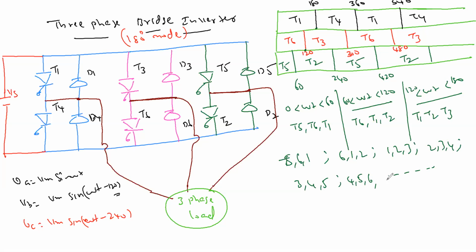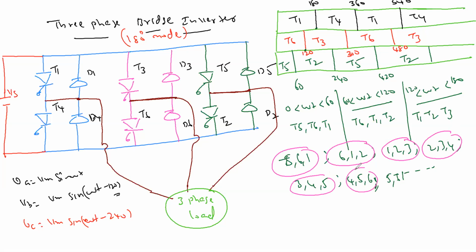Then 5 6 again repeats. So do you understand how the conduction is happening? So this is one set for 60 degrees, another set for 60 degrees, another set for 60. This is 60 and 60 here, now 60. 6 60s are 360 degrees. 360 degree conduction is done.